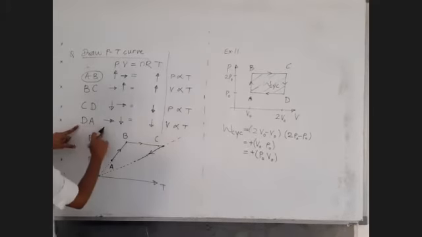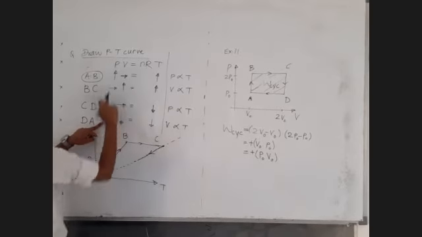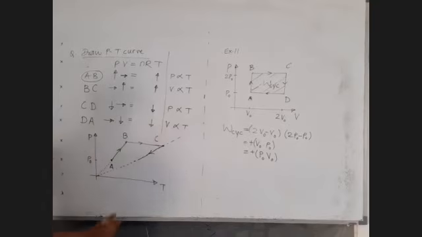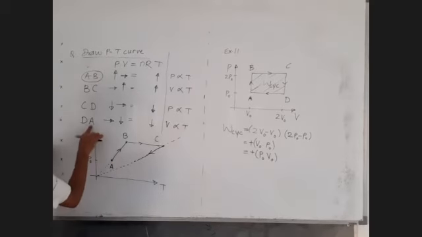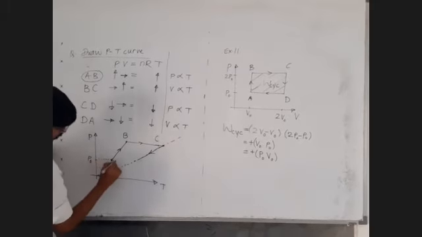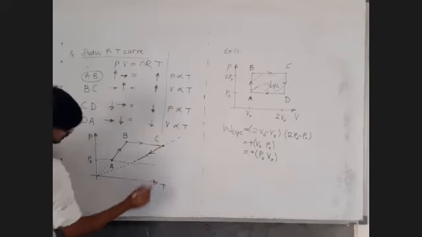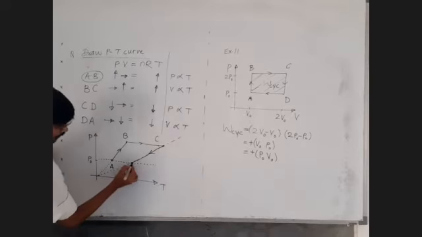Now from D to A we can observe that pressure is constant and temperature is decreasing. So ultimately the graph will be again at point A. If the graph is again going to be at point A and pressure is constant, then it is going to be this dotted line, the constant pressure graph. So certainly here we will get the point of intersection, which is point D.